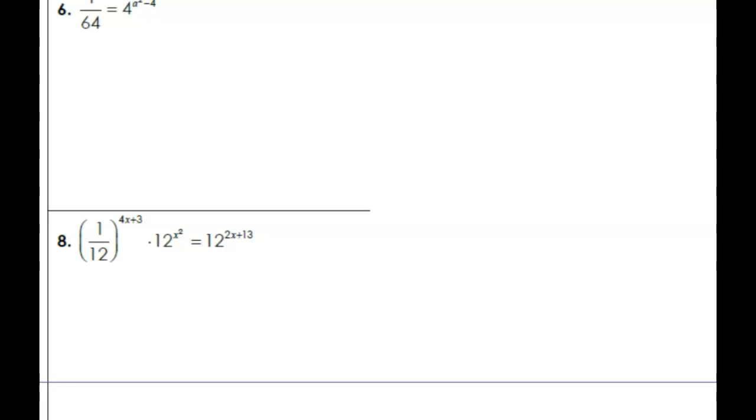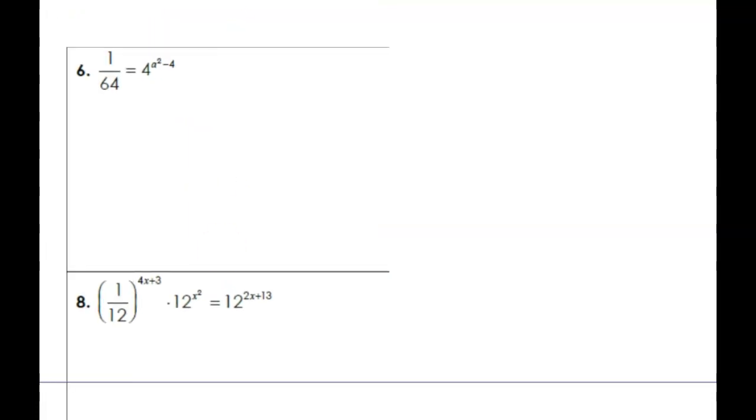Anybody know? If we could see number 6. They have to be the same base, okay? I'll do more of these tomorrow, but they have to be the same base. What base can those both be? Does anybody know? Is 64 a power of 4? Remember the tan sheet? It is. This is 4 to the 3rd would be 64, and the denominator, that was a question on one version of the quiz yesterday, right? Yeah, so it's 4 to the negative 3 equals 4 to the a squared minus 4.